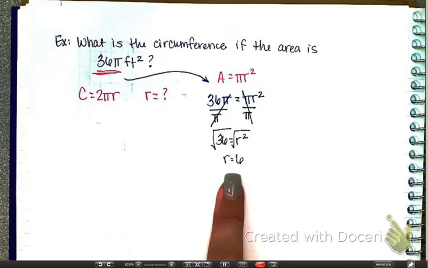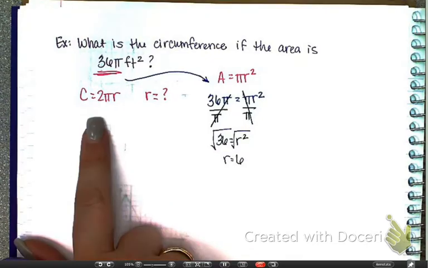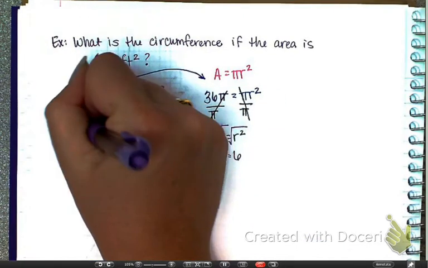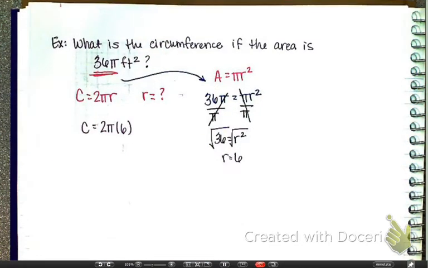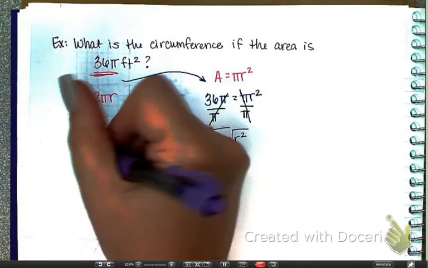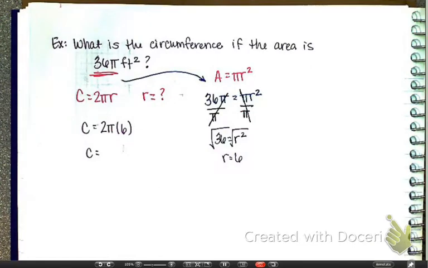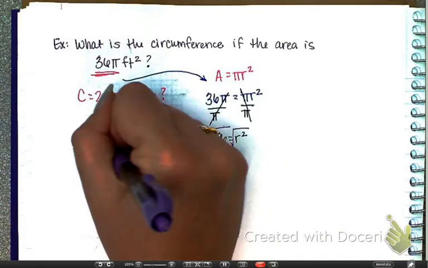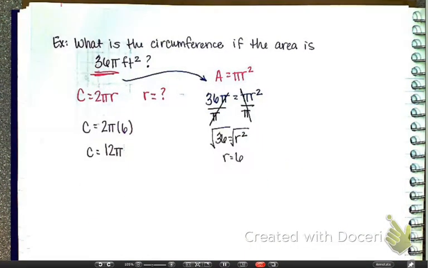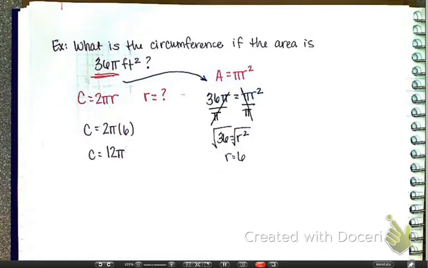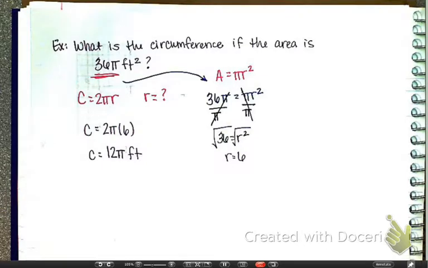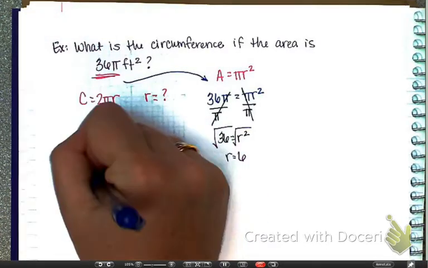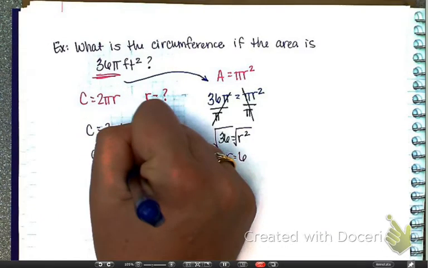Do I have the information that I need to find circumference? Yes. So circumference equals 2 times pi times 6. What's my exact answer? 12 times pi, or 12 pi. And what units should I have? Feet. In your calculator, tell me what 12 pi is to the nearest tenth. 37.7 feet.